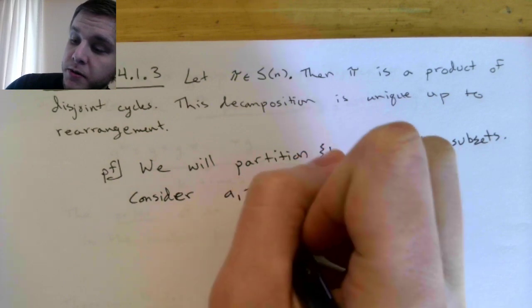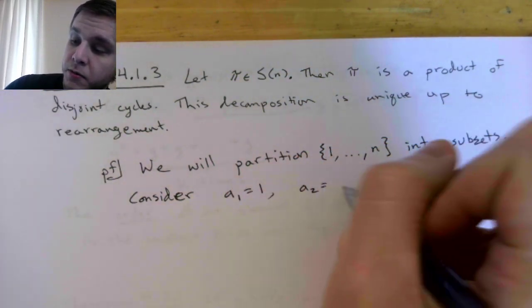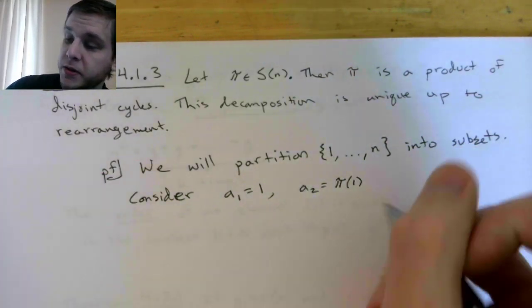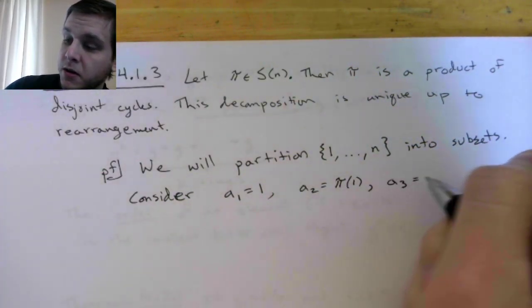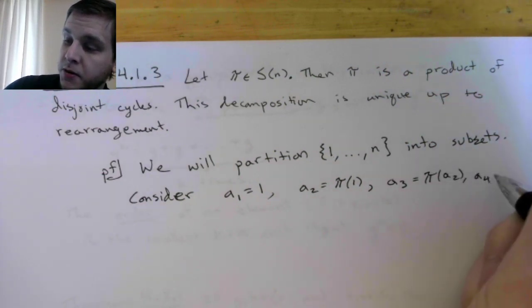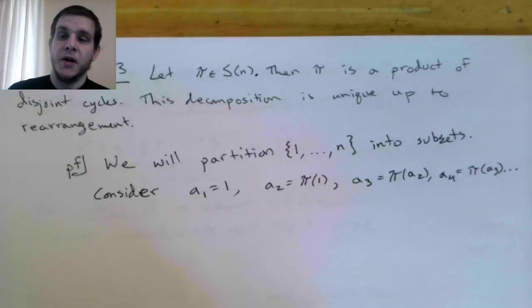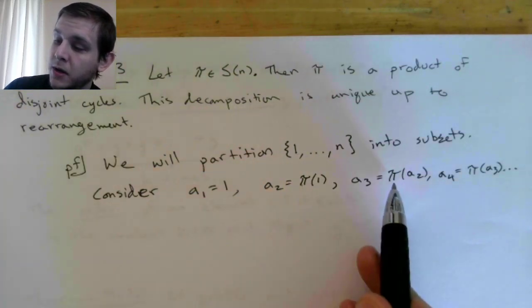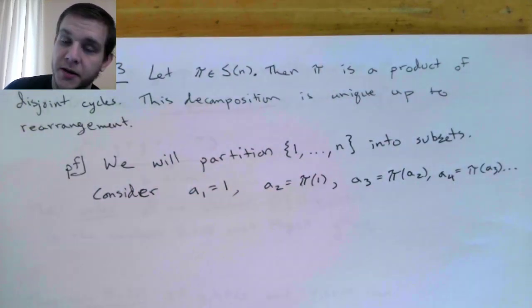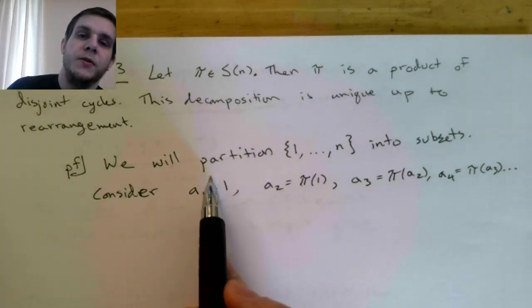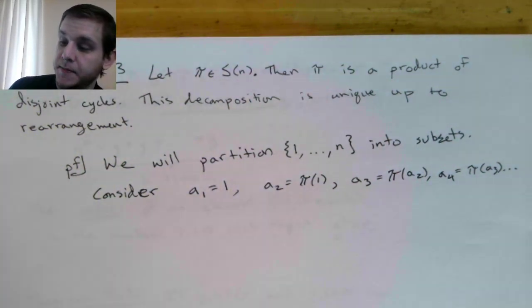a_1 equals 1, a_2 equals pi of 1. So I look at where 1 goes. a_3 equals pi of a_2, a_4 equals pi of a_3, and so on and so forth. So I have this recursively defined sequence, 1, pi of 1, pi of a_2, pi of a_3, and so forth, that tells me how the permutation is acting on this set.